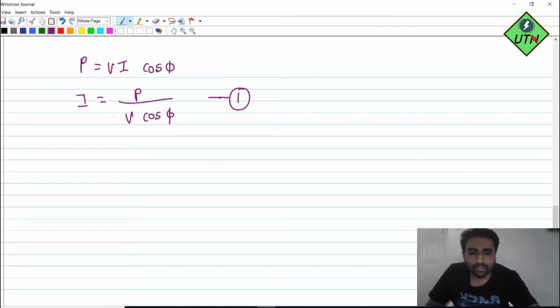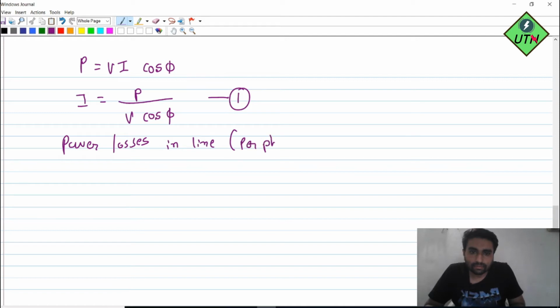Now we will talk about the power losses happening in the line, and these are per phase. We will denote our power losses by W. So W we can give as I square R. The I square R losses are there.